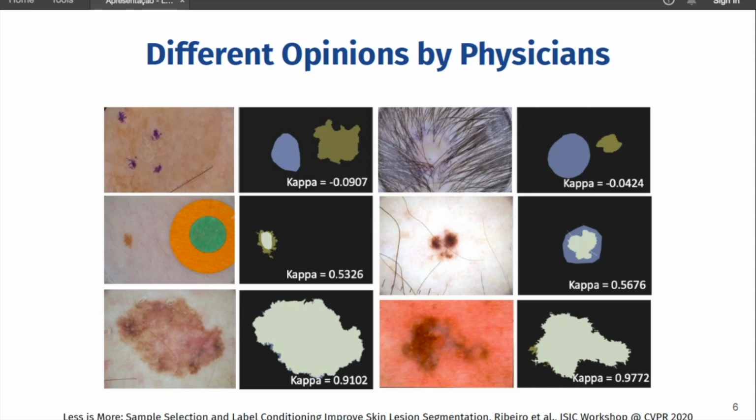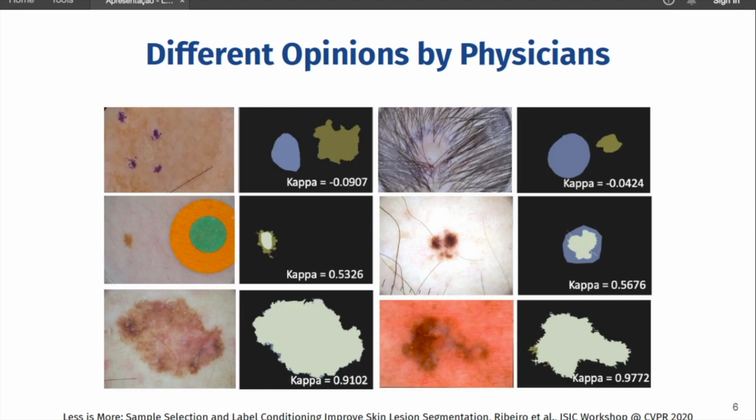Different physicians might also diverge about which pixels of the image belong to the lesion and which don't. To measure the agreement between the physicians, we use the Cohen-Kappa statistic. The advantage of the Cohen-Kappa score over simple intersection metrics is that it accounts for the possibility of the two annotators agreeing by chance. Kappa ranges from -1 to 1, where negative values represent agreements worse than chance, 0 is pure chance, and positive values correspond to better than chance.